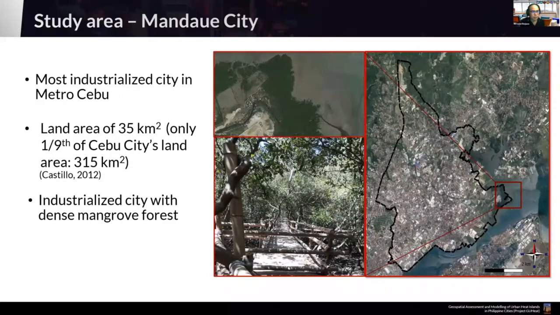It is recognized as the most industrialized city in Metro Cebu. It has a land area of 35 square kilometers compared to its neighbor Cebu City, which has a land area of 315 square kilometers. Despite being highly urbanized, it still has dense mangrove forests. Mandaue City LGU plans to protect and conserve this area. Mangroves, or vegetation in general, play a major role in mitigating UHI.